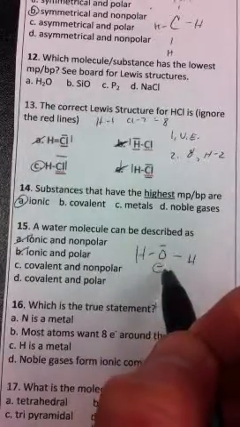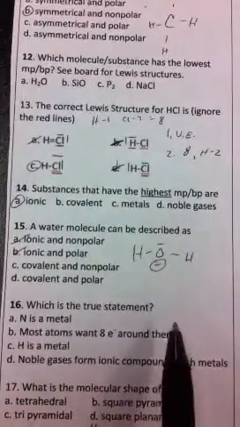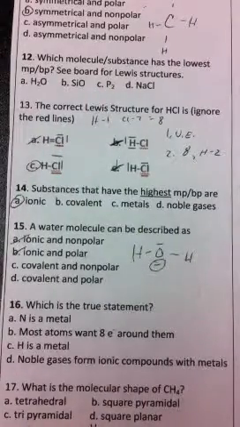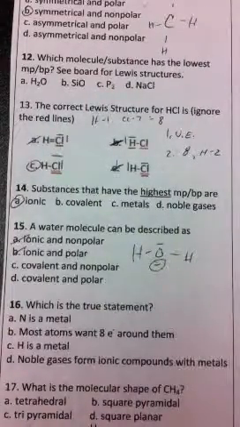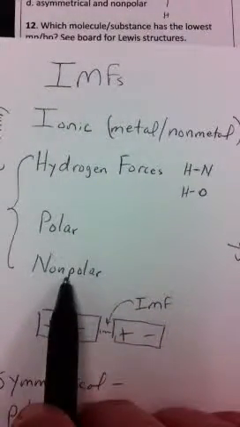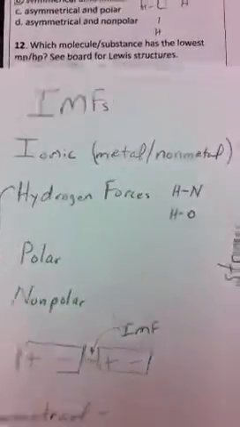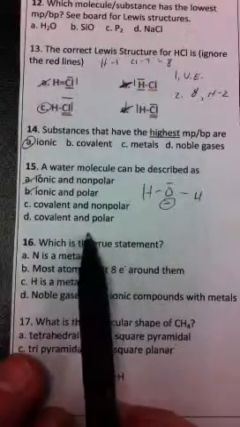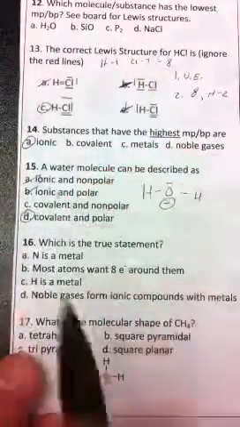The fact that you have electrons on the middle atom make it polar, and again, you have to know the rules about IMFs, what they are, what makes them polar, what makes them nonpolar, what makes them ionic, hydrogen forces. Go back and watch the video over IMFs. So the correct answer is going to be covalent and polar.